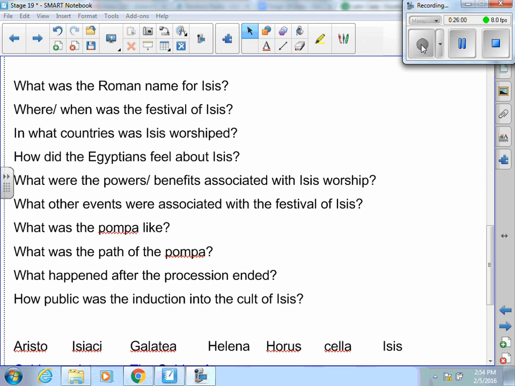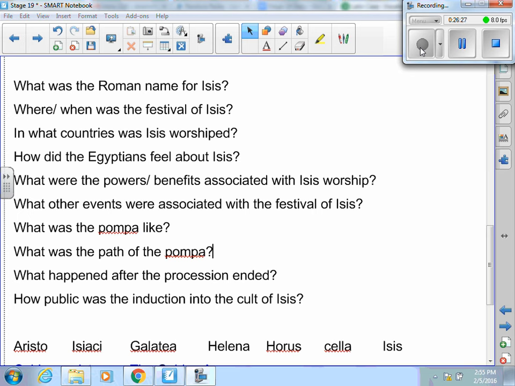What was the pompa like, or the parade like? Well, it was a spring festival, so it was very, very loud. I'm sure they had lots of flowers and things like that going on. Everyone pretty much in the city was taking part in it. The path of it was from the middle of the city. They traveled throughout the city to the port. Remember, they had the statue going through to the port. They put it on a boat and all that stuff.